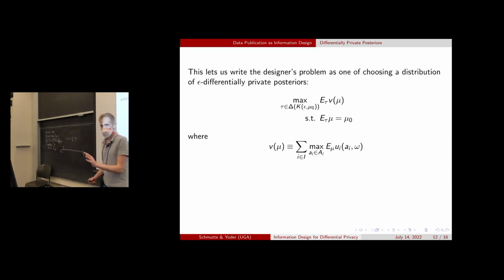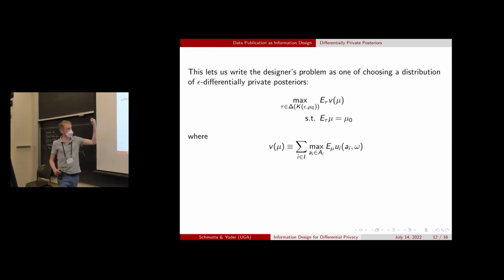Since differential privacy amounts to the requirement that we only induce posteriors in this set, we can write the designer's problem as a standard information design problem, where we're choosing a distribution of posteriors to maximize the expectation of a value function, which here is just the sum of decision makers' interim payoffs, subject to a constraint that the expected posterior is the prior, the Bayes plausibility constraint. But unlike in a standard problem, we have to restrict ourselves to distributions on the set of differentially private posteriors, not on the entire simplex.